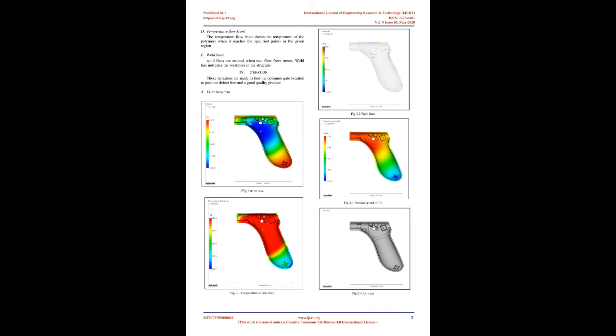Component details. Material used for this product: ABS, acrylonitrile butadiene styrene. It has very good chemical and thermal stability, good dimensional stability, and also good electrical properties. Its wall thickness is 2 mm, and the density of the material is 1.02 g/cm3.